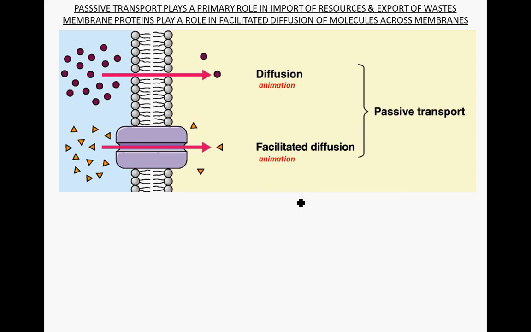And the title here is similar. Passive transport plays a primary role in the import of resources and the export of wastes. So I want to call your attention to the fact that transporting things across membranes, you can go either way. You can get things in, or you can get them out. So just because the diagram here is showing these solutes moving into the cell, doesn't mean that they also can't go the opposite way.